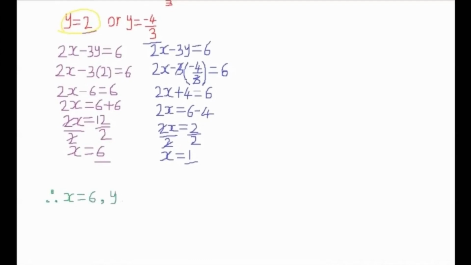So we have now solved for the values. So therefore x is equal to 6, y is equal to 2, or x is equal to 1, or y is equal to negative 4 over 3.